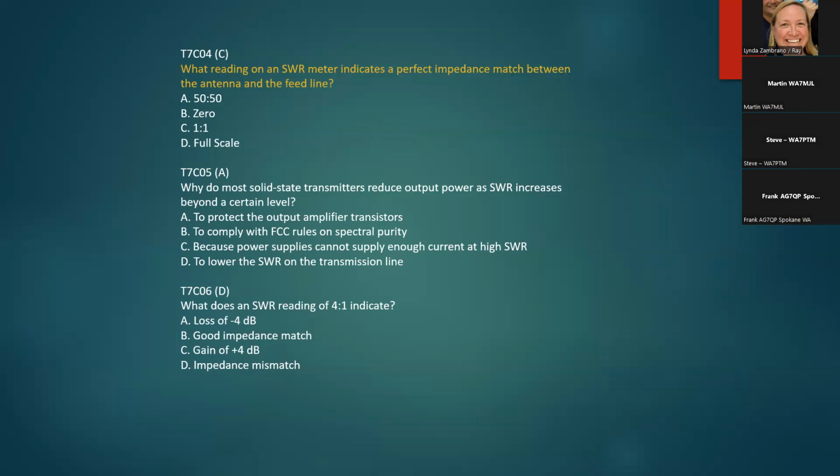C04. What reading on an SWR meter, a standing wave ratio meter, indicates a perfect impedance match between the antenna and the feed line? The answer, since they're talking about ratios here, is 1:1. A one to one is really hard to get. 1.2 to 1, 2.5 to 1 are good. 3 to 1 and higher is considered really bad. You can actually damage your transmitter.